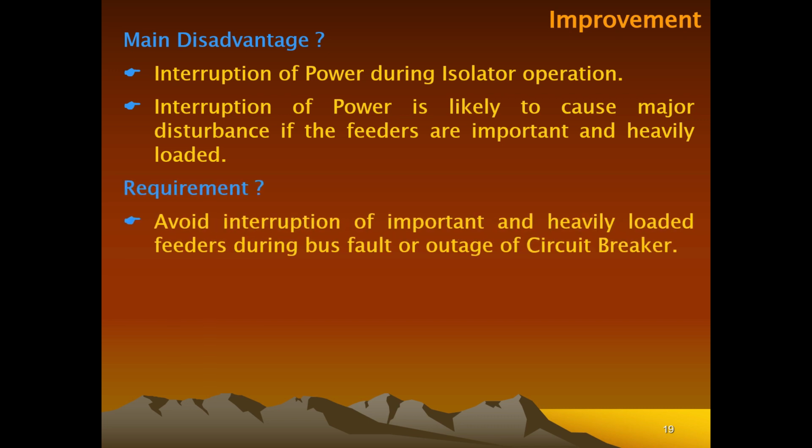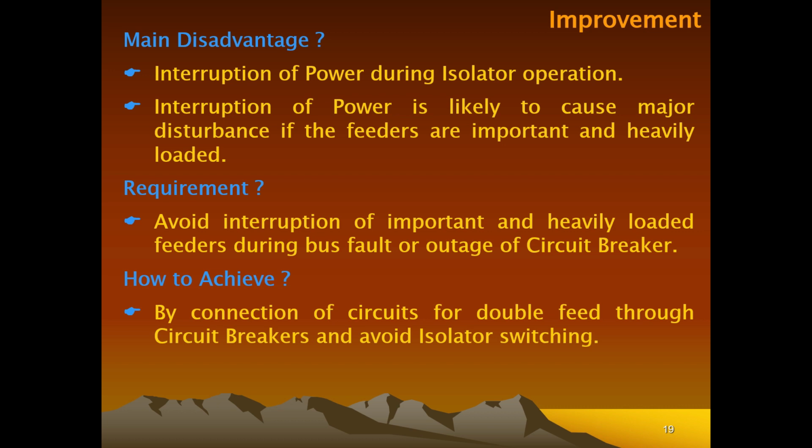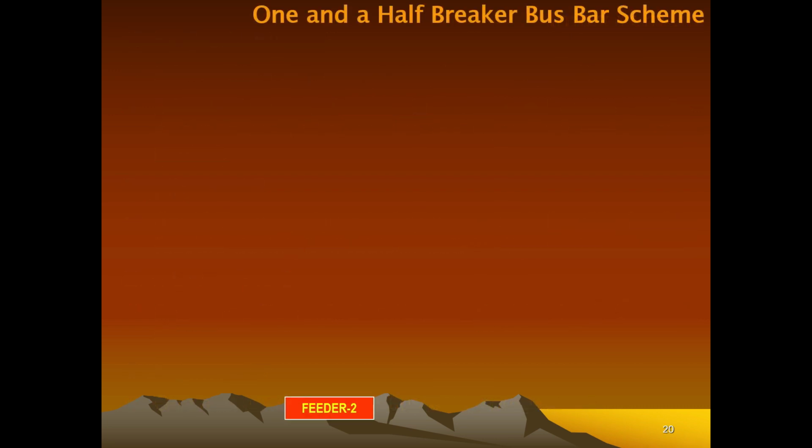So the requirement is to avoid interruption of important and heavily loaded feeders during a bus fault or outage of a circuit breaker. And how can we achieve this? We can achieve it by using double feed through circuit breakers. This is the case of the 1.5 circuit breaker scheme, which is generally used in India up to 765 kV and across various utilities. It might depend upon the policies and requirements of a particular country, that is, what scheme they are adopting. But in India, the 1.5 circuit breaker schemes are generally used for 400 kV and above, including the 1200 kV test station. So now, how are these 1.5 breaker schemes implemented?